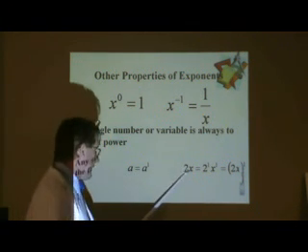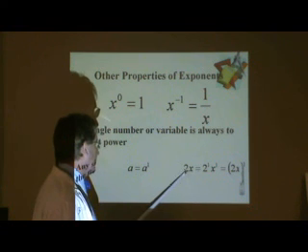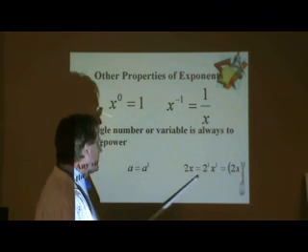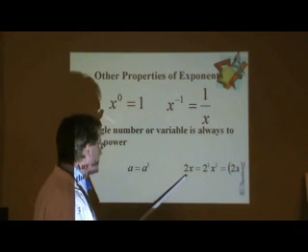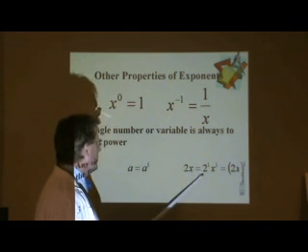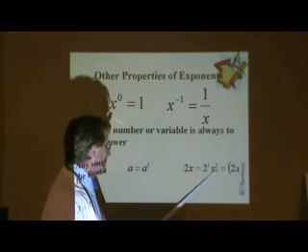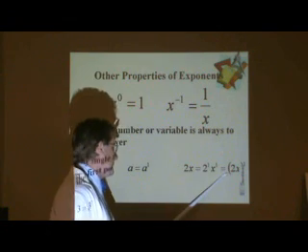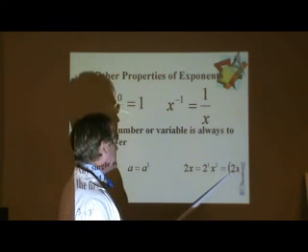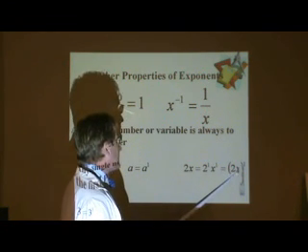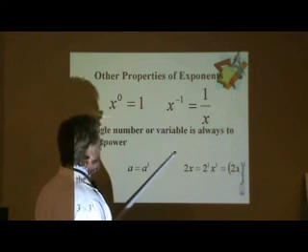If I have any complex expression like 2x, sorry about that, not x squared, 2x, we have 2 to the first power and x to the first power. Altogether we could say it as 2x, the whole thing to the first power.